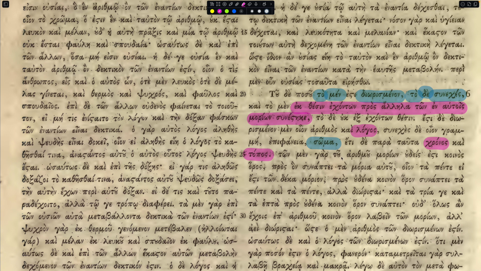So, ton men gar tou arithmou morion oudeis esti koinos horos. I'll end the lesson here. This is a beautiful point. This works for everything that we just said. Pros hon synaptai. Yeah, we'll leave it here. So of these things that we're speaking about, on the one hand, of number, there are no parts that have a common or general point of meeting, horos. So there's no general point where they meet.